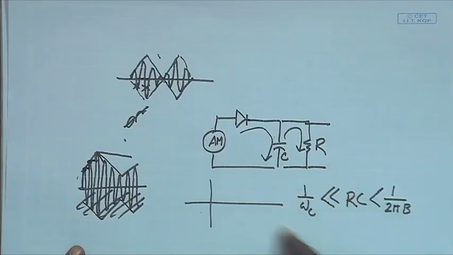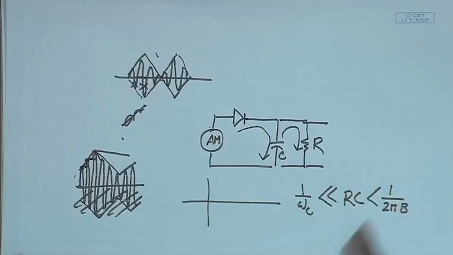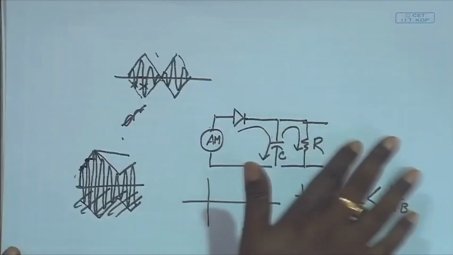As long as I consider this particular condition, because B and ωc are known, whenever I am doing modulation I know with what frequency I am modulating, and I also know, if the message signal is band limited, what is the maximum frequency that it contains. So if I know these two parameters and this condition, I will accordingly design my RC, and immediately I know that it will be tracking my envelope.